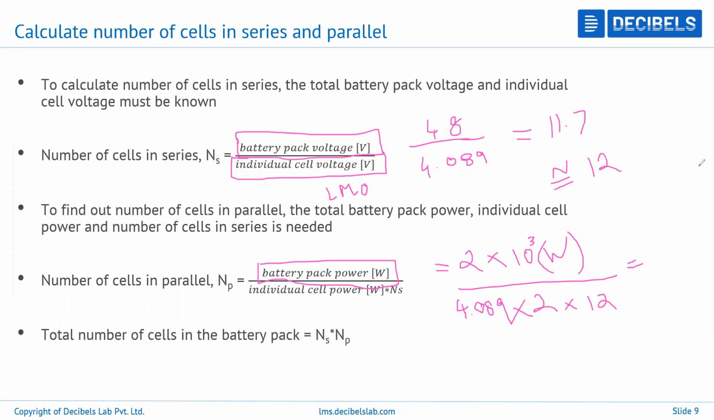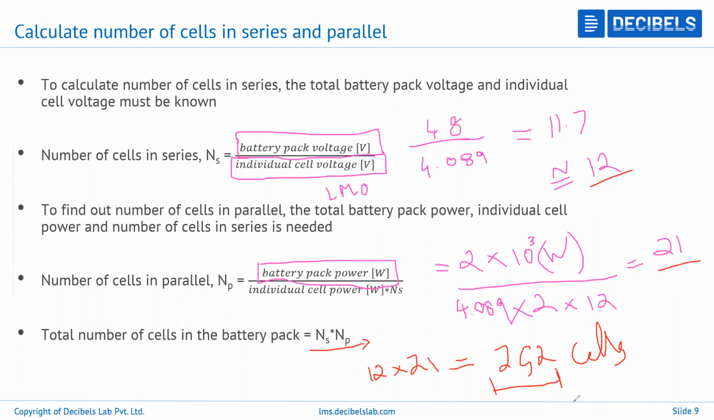So this will give a total number of cells in parallel as 21. Using these two values, number of cells in series and parallel, if you take the product, 12 into 21, this would give you 252 cells.